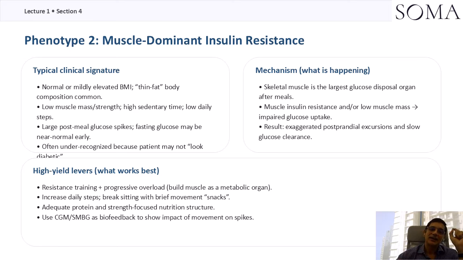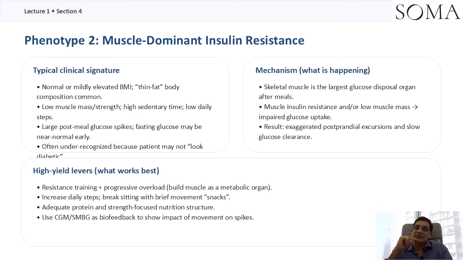And now, here is what makes this phenotype powerful. It often responds dramatically to resistance training, improving muscle quality, increasing daily movement, reducing sedentary time, adequate protein intake and post-meal walks. So, in muscle dominant diabetes, exercise is not just advice, exercise is primary treatment, because you are restoring the body's physiological capacity to clear glucose.